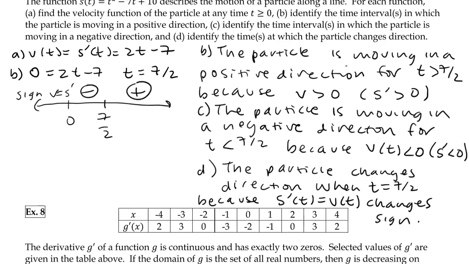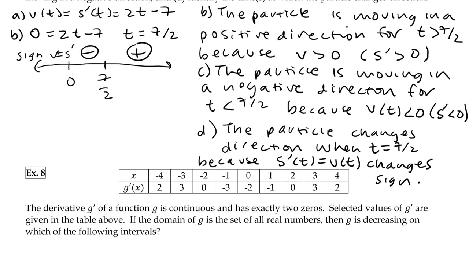Okay, last one, example 8. Okay, on this one, they gave us G prime. Notice here that we are not looking at data about G, but instead G prime. It says if the domain of G is a set of all real numbers, so no domain restrictions, and remember we are not seeing anything about G right now, we only have its derivative, then G is decreasing on which of the following intervals? Okay, how about we write our reason first? This helps a ton this chapter. How do we know G is decreasing? Because G prime is less than 0.